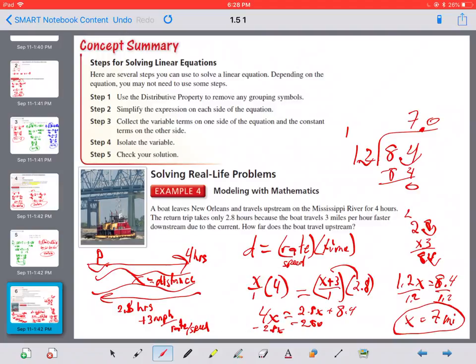Now this is a tough problem because you got to know the distance formula. You got to know how to find distance: rate times time. Okay, we have to know to set our distances equal to each other. That's the only thing that's going to be equal in this. The time was different. The speed was different. What's the same is they went upstream this much and they went downstream that much. So it's got to be distance.